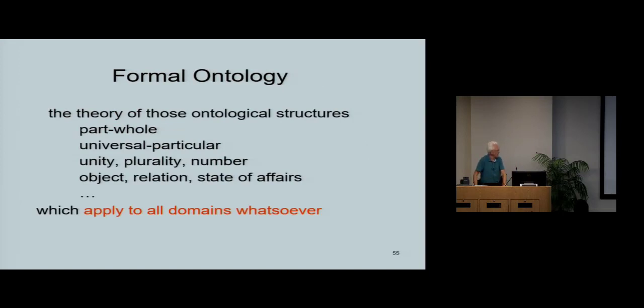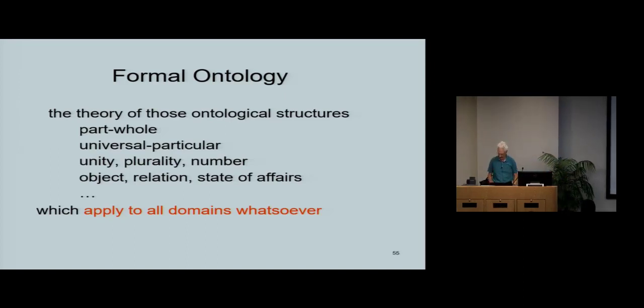So formal ontology is the theory not just of part-whole, but of other ontological structures. So he talked about unity, plurality, number, state of affairs, and so forth. And again, each of these can be found in every single domain that you care to consider. Every domain of reality.